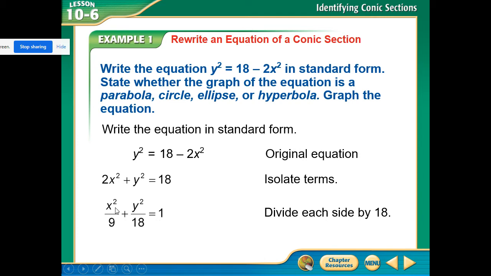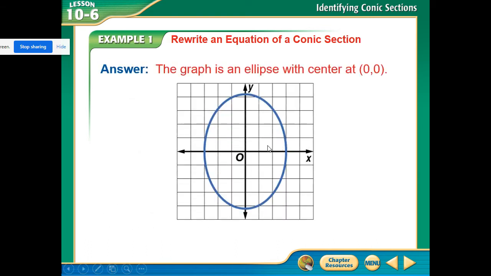So to graph this, we have a point 0, 0. So we're at the origin. We're going to go left and right 3. Remember the square root of this, and up and down the square root of 18, which is like 4.2. So center 0, 0, left and right 3, dots there, up and down 4.2, and of course they make a pretty good ellipse, much better than what I make on my paper.